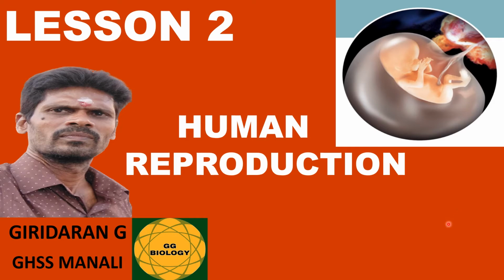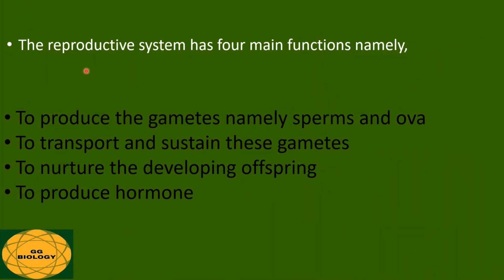Production of offsprings or young ones is achieved by the reproductive system, and the process is known as reproduction. The reproductive system has 4 main functions, namely production of gametes, namely sperms as well as ova. The male organism produces the sperm and the female organism produces the ova. So these two are the gametes produced by all organisms.